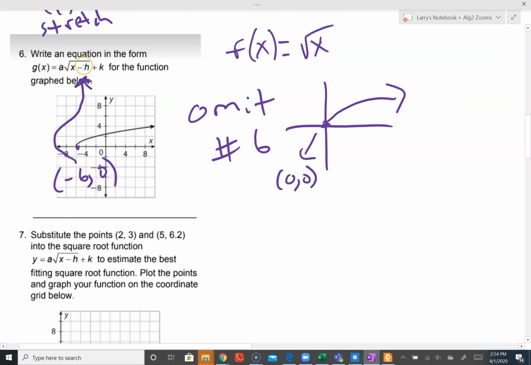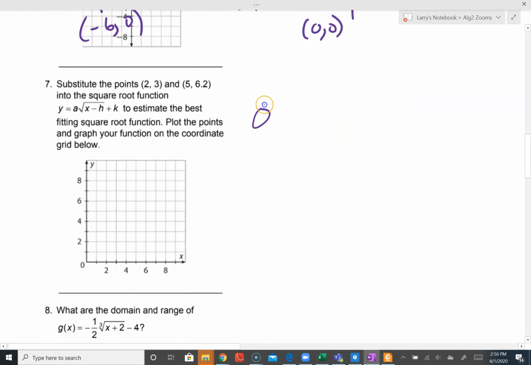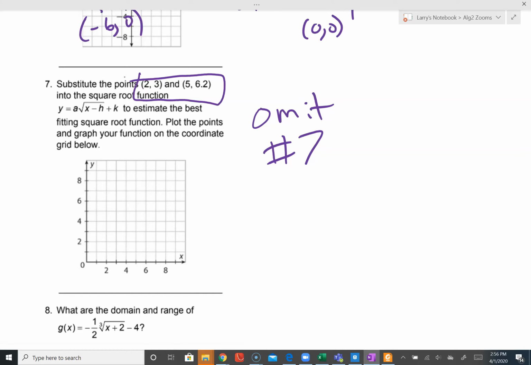That is, minus -6 is going to be plus 6. Again, inside inverse. This 0 would be the k. We could figure out the a if we need to, but you won't be asked to do one like that. Nor will I ask you to do one like number 7. We could, if we wanted to find a best fitting square root function, plot these 2 points in our calculator and do a regression to fit a square root function to it. Desmos will also do that.